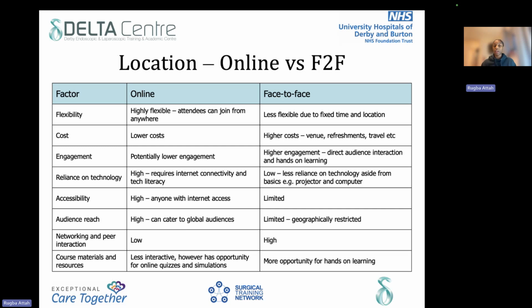The opportunity for networking and peer interactions is much lower online, which is quite a big con. And although there are some ways that you can work around this, such as having breakout rooms, the conversations tend to be a lot more inorganic compared to face-to-face conversations, which tend to come up more naturally. And it's easier to facilitate networking sessions throughout the day. So that's another key consideration.